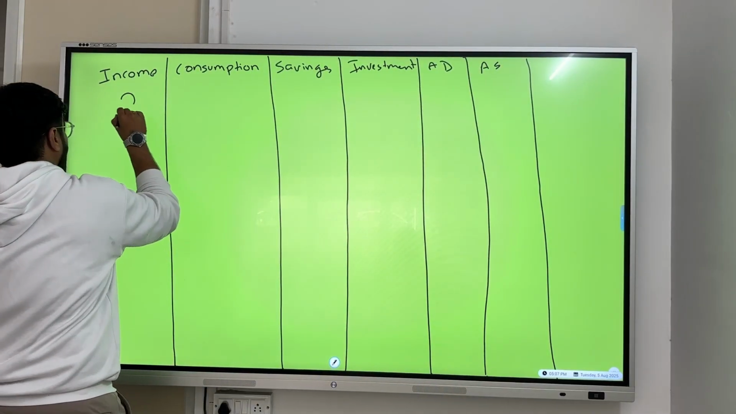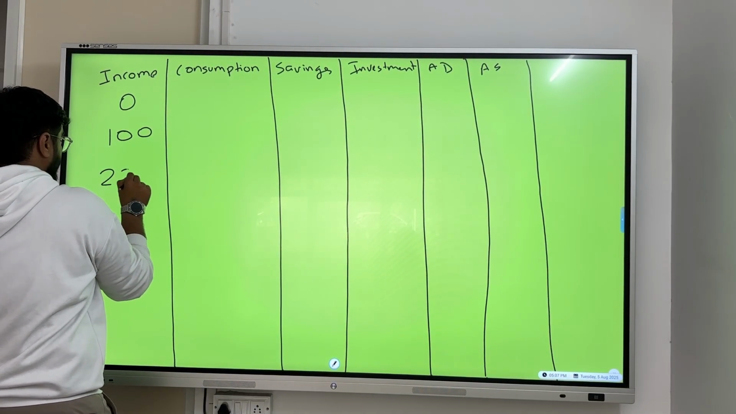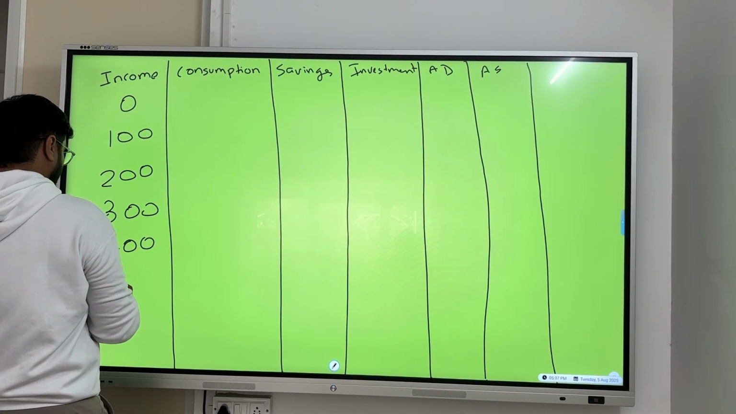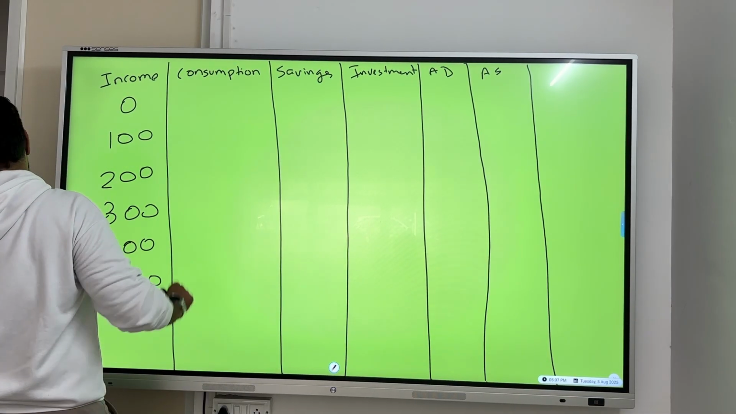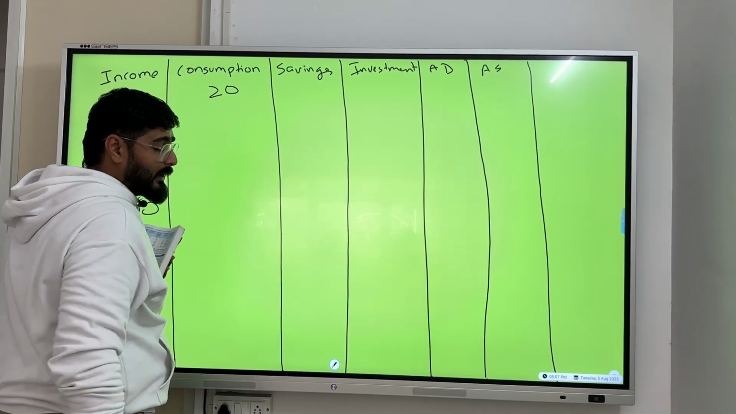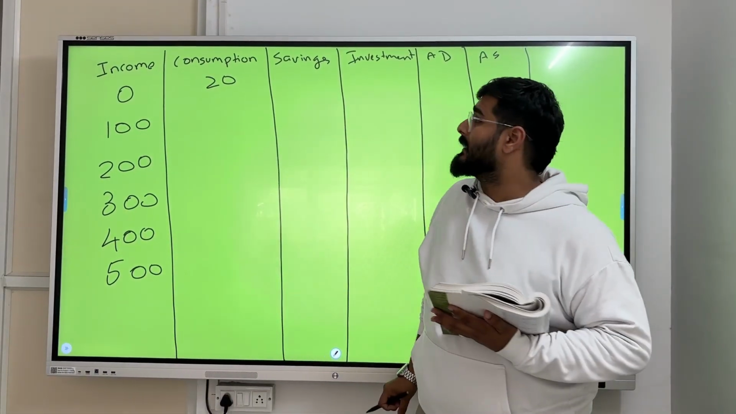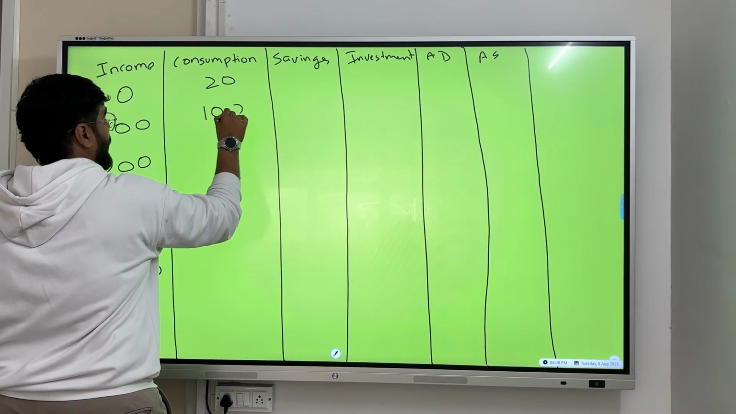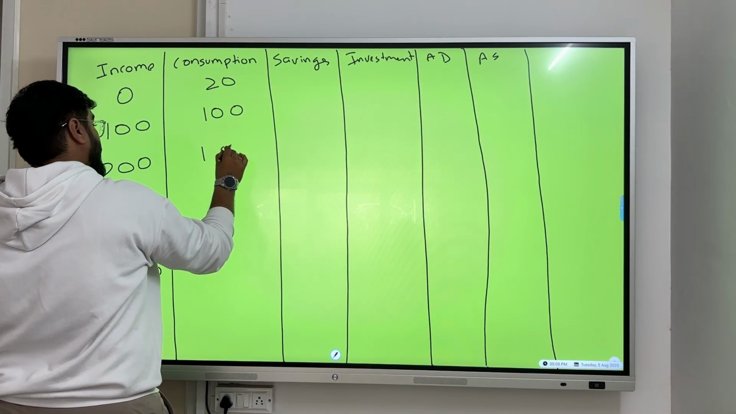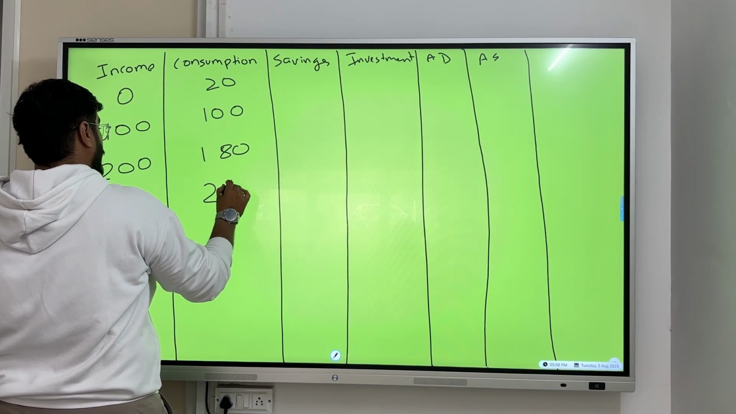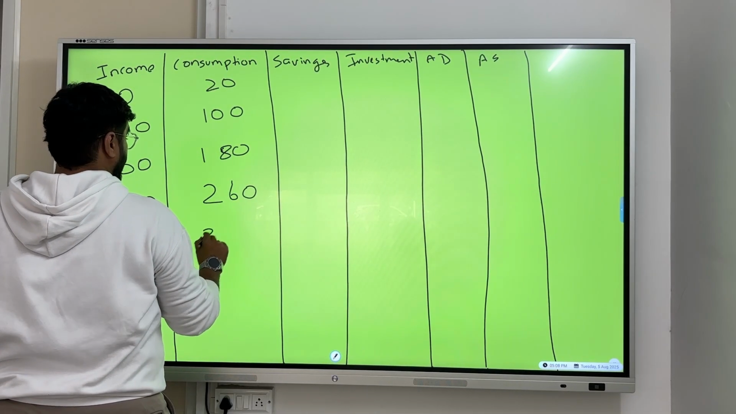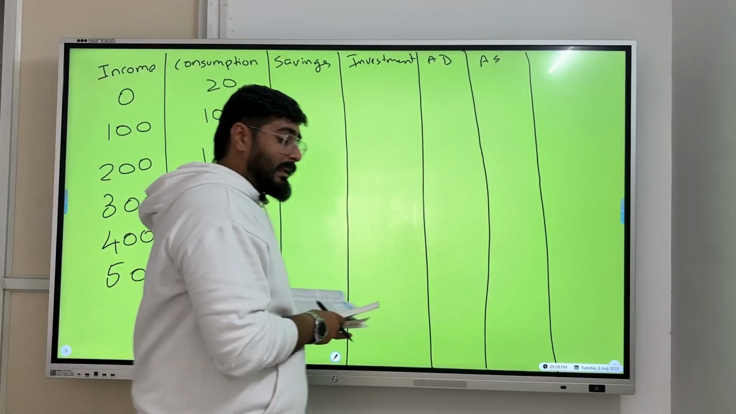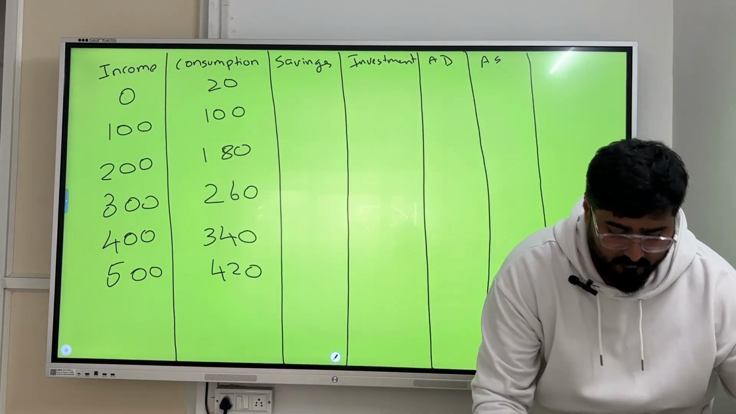So income they have given me as 0, 100, 200, 300, 400 and 500. Consumption they have given: at 0 income also there was consumption of 20. That means there is autonomous consumption. Then 100, 180, 260, 340 and 420.